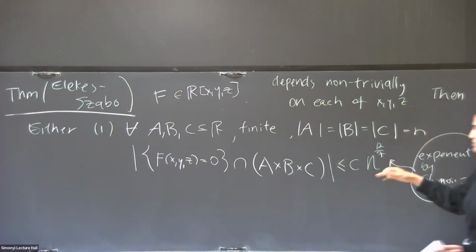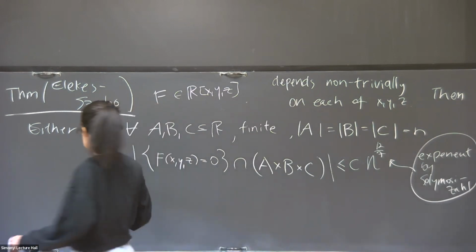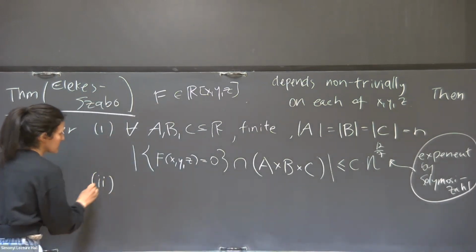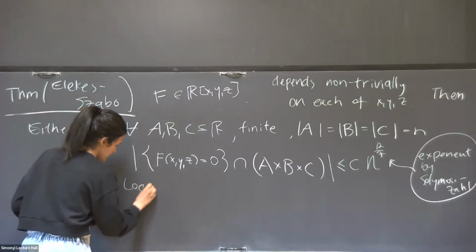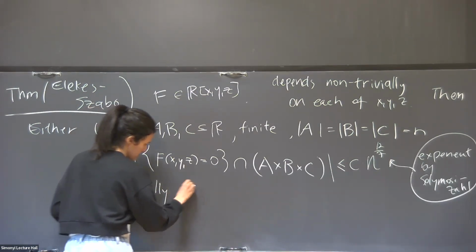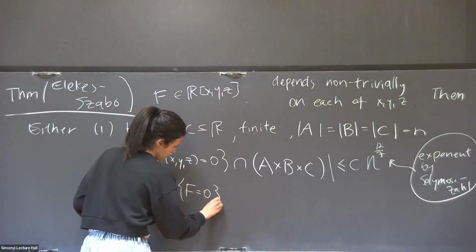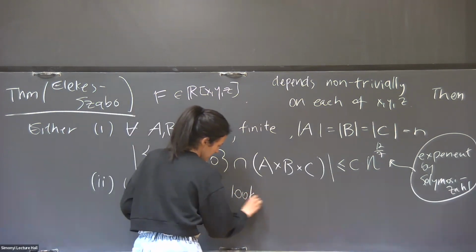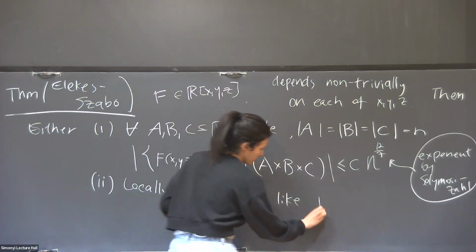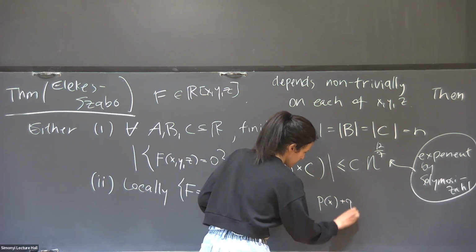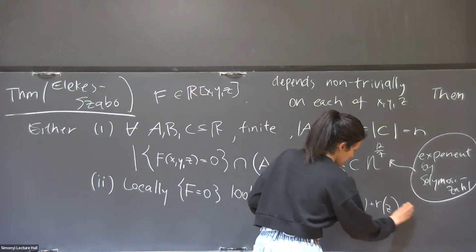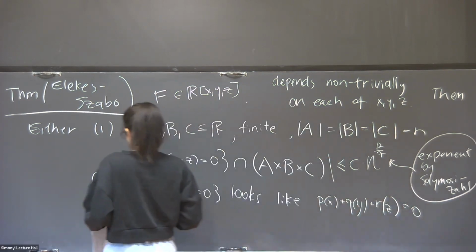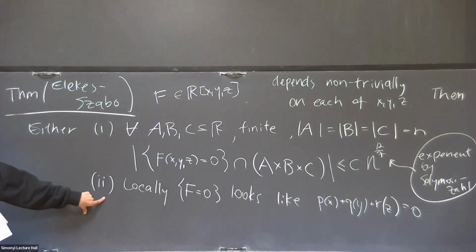Okay, so this is one option, and the other option is more or less this, but this time we will have it only locally, and instead of polynomials, we will have invertible analytic functions. So locally, this looks like Qx plus Qy plus R of Z0.